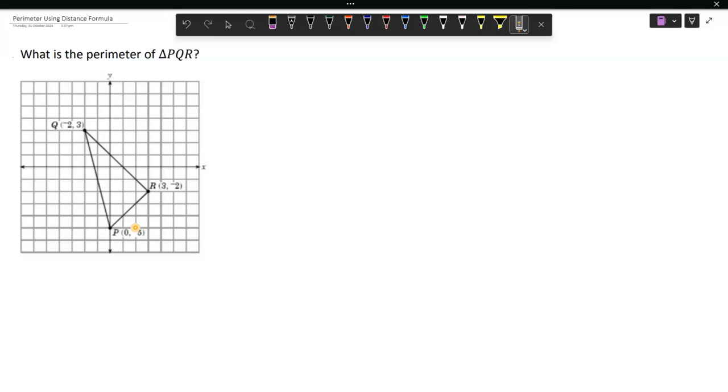So again, there are different ways to solve this problem. First thing is we are going to make use of the Pythagorean Theorem. And then the second one, we are going to make use of the distance formula. And then you're going to check which of these two methods will work for you. Alright, so let's start with the Pythagorean Theorem first.